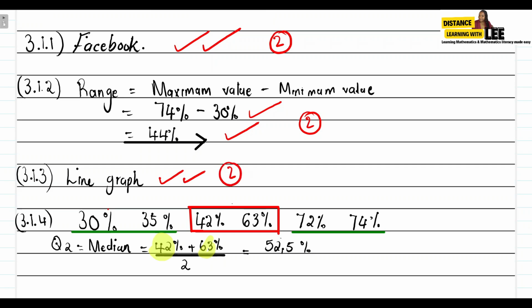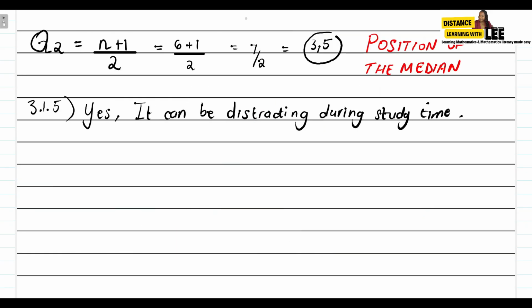Then question 3.1.4, you'll get 1 mark for arranging the data in ascending order. Another mark for showing that now the median is a value between these two values, 42% plus 63%, and dividing that by 2, you get 1 mark for that. And you'll get a final mark for your 52.5%.